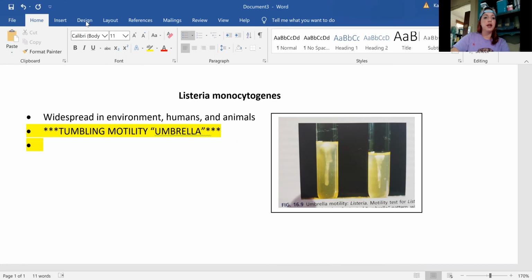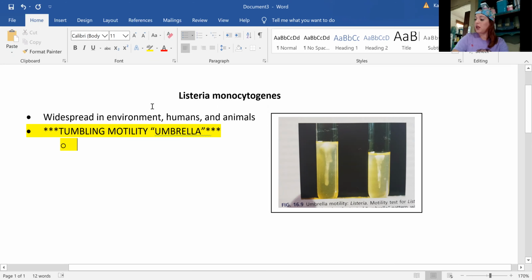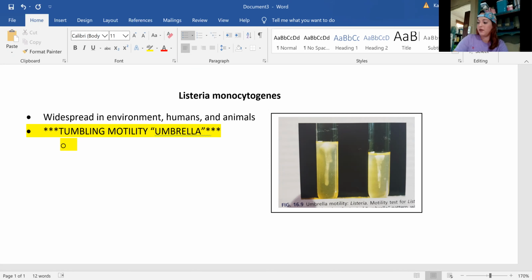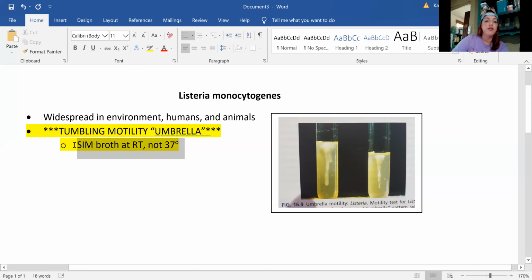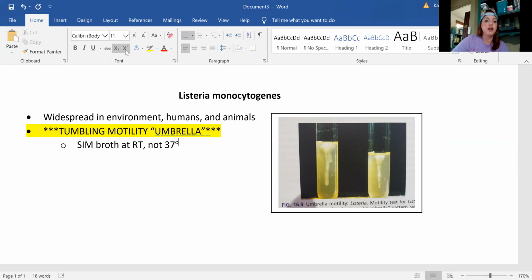And another important aspect to this tumbling motility is that it's motility in the SIM broth at room temperature, but not 37. So what's room temperature average? 22. Sometimes it'll say 25 or 22, but the big thing to know is that it's at room temperature. So only tumbling motility at room temperature, not at 37 degrees.